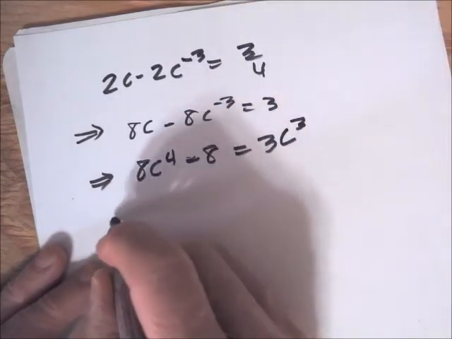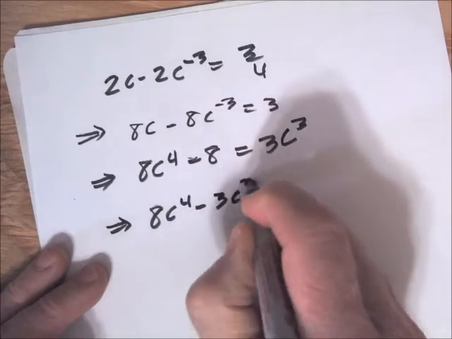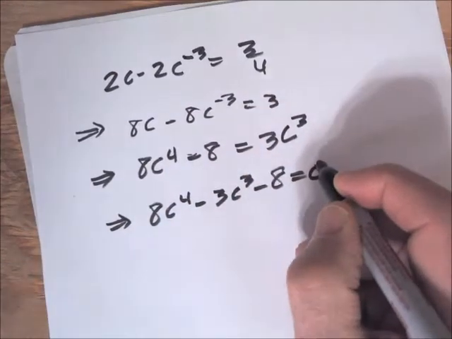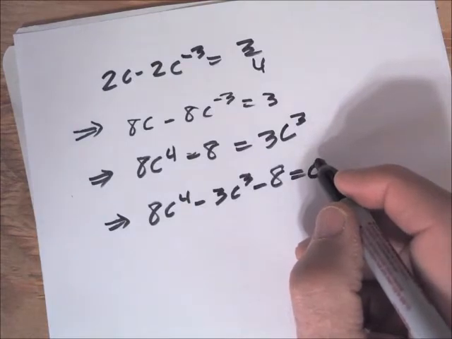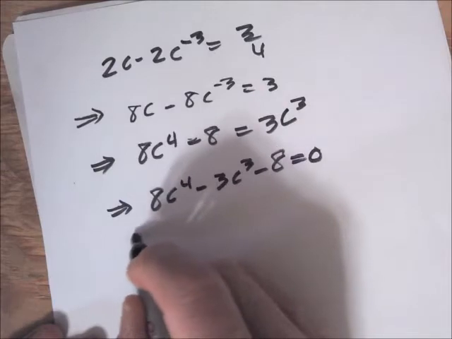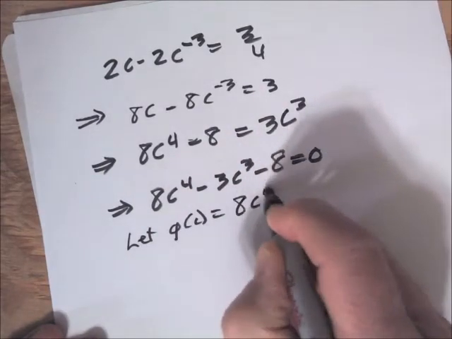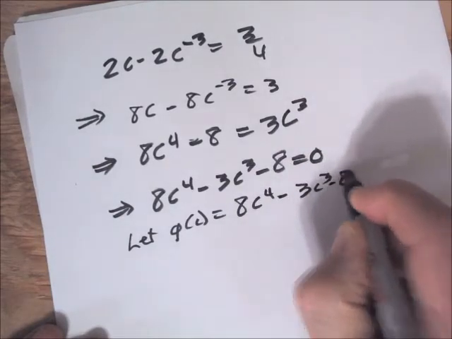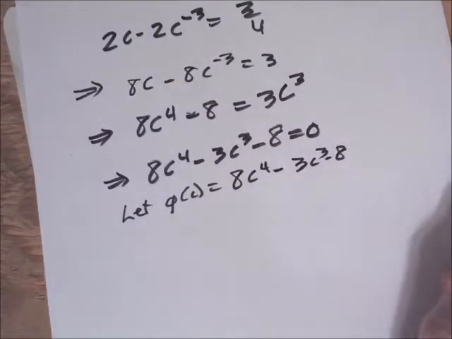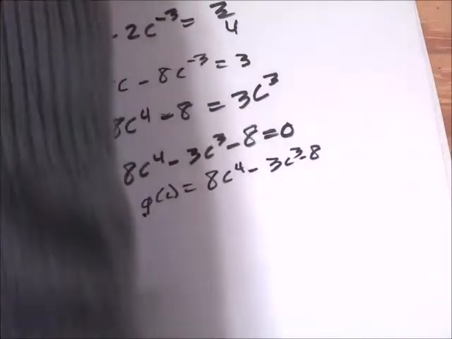Bring everything over to one side. We have 8c^4 minus 3c^3 minus 8 equals 0. Okay, so let's let g of c equal 8c^4 minus 3c^3 minus 8. This is going to be difficult to solve, but maybe we can just show that there is a solution.